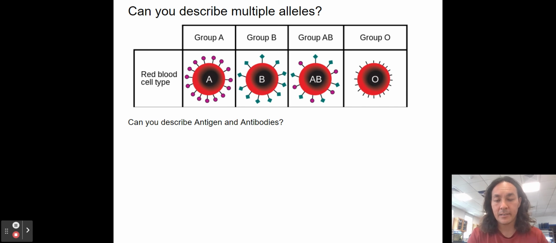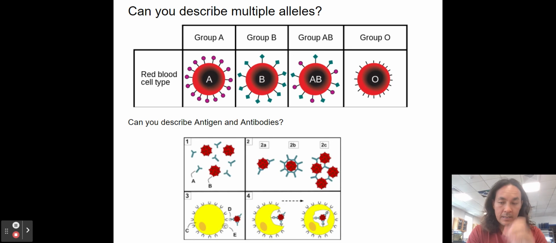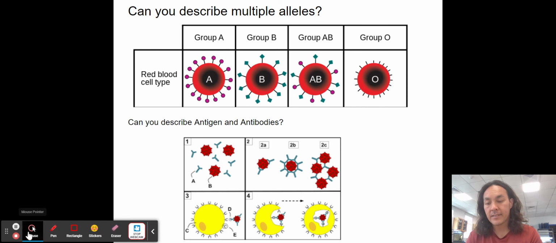Can you describe antigens and antibodies? Here's a picture of it, right? Let's pretend that you are type A blood. That means you make a type A antigen. An antigen is a marker on the cell that elicits an immune response. You don't make immune responses to your own antigens. This is your self antigen A. You would make an immune response if you got B blood. So you would make an antibody for B blood. So if you're type A, you cannot receive type B blood because you make antibodies for it.